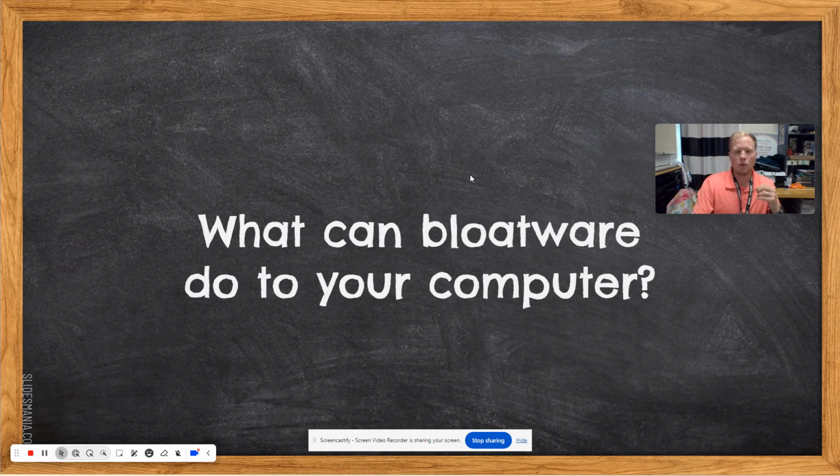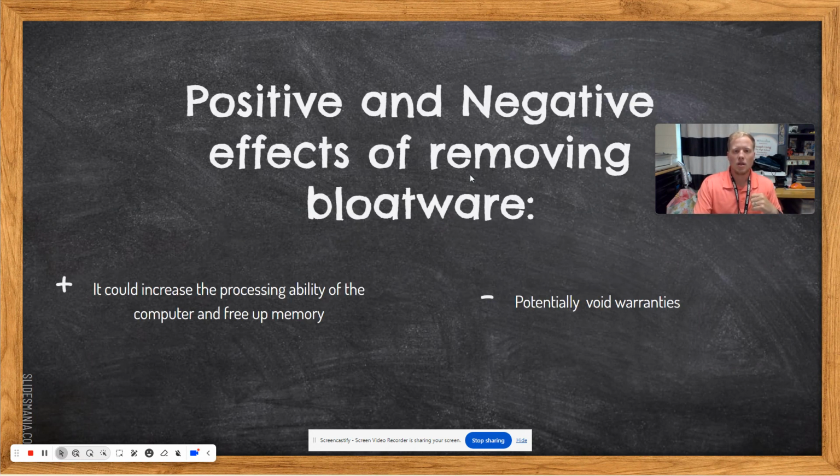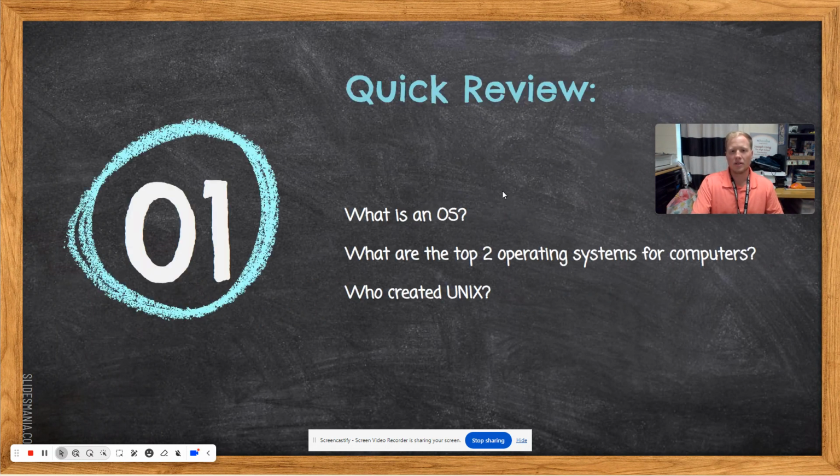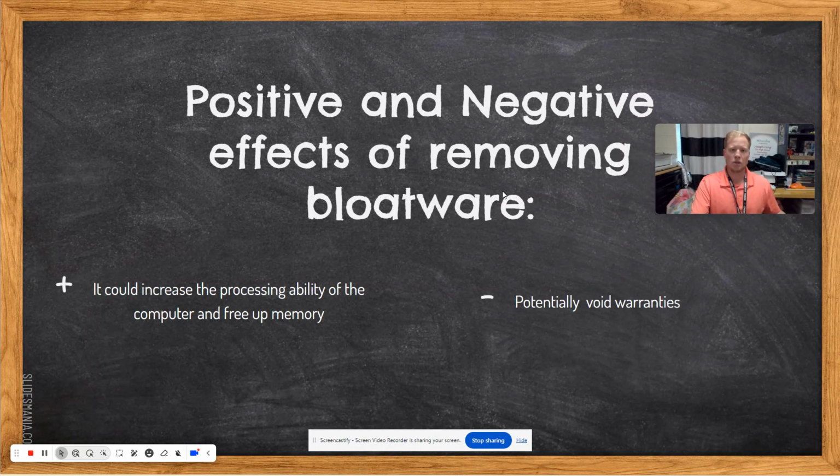So what can bloatware do to your computer? Well, the more stuff you have on your computer, the slower it's going to run, the less room it has to move around in there, okay? Technically, it can slow down your processing speed. So the potential positive outcome of removing bloatware is that it could increase your computer's processing speed and free up memory. The potential negative side to removing bloatware is it could potentially void your warranties. So make sure you are aware of that before you try to do any of that.